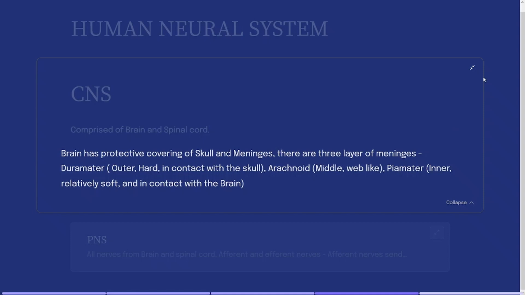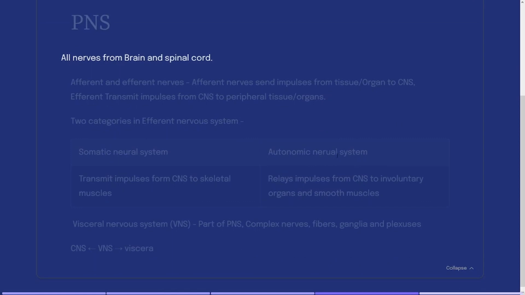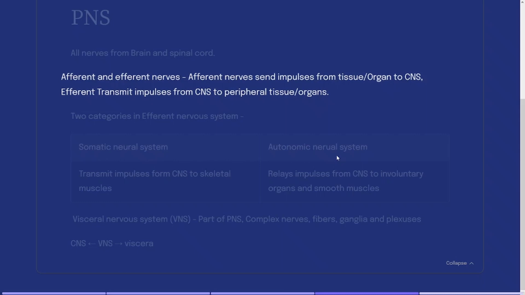Next we can move over to the peripheral nervous system. All the nerves arising from brain and spinal cord constitute the peripheral nervous system. Peripheral nervous system consists of two types of nerves, afferent and efferent nerves. You have to remember that afferent nerves take impulses from the organs and send them to the brain, and efferent nerves take orders from the brain and send them to the organs. So afferent is coming towards, all the nerve signals are coming towards the brain, and efferent is going away, moving away from the brain to the body.